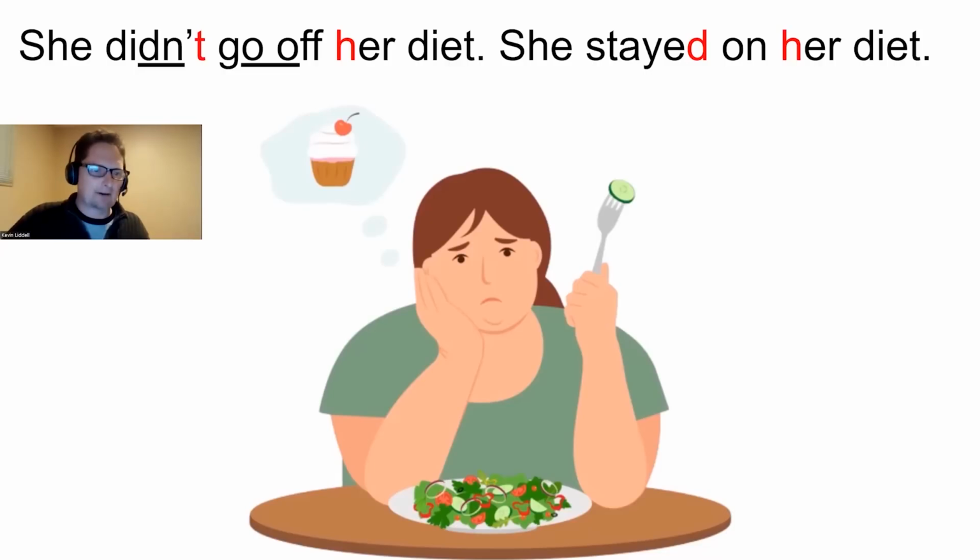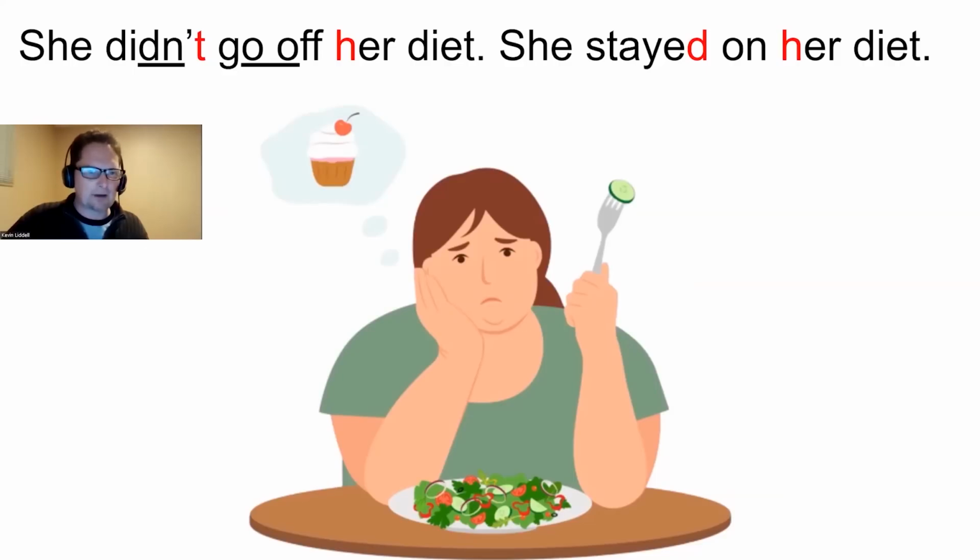She stayed on her diet. The D in stayed linked to the next word. On, stayed on. She stayed on her diet. We see with her, the H is silent, so we have the sound honor. Let's link the words. On her diet. Everything together. She stayed on her diet. She didn't go off her diet. She stayed on her diet.